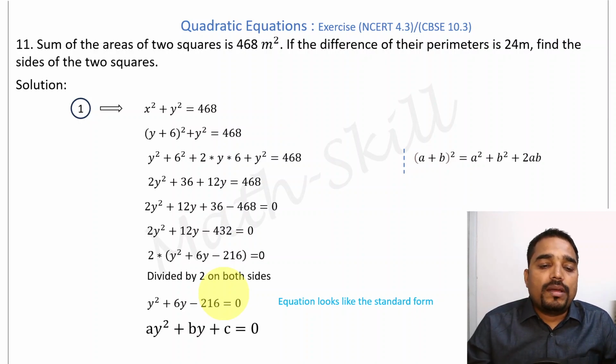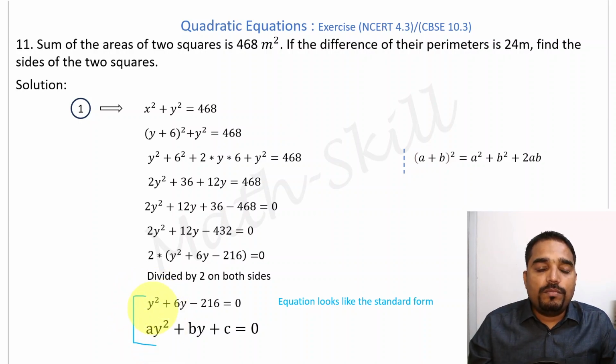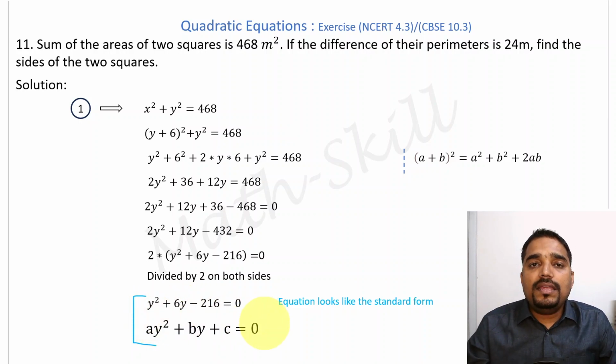So on comparing both the equations, that is the simplified equation and the standard form, we see that both the equations contain the first term as a y square term, the second term as a y term, and the third term as a constant term. That is, both equations look similar. Therefore, we can start the factorization or completing squares method or any other method which we are comfortable with to find the value of the variable y here.